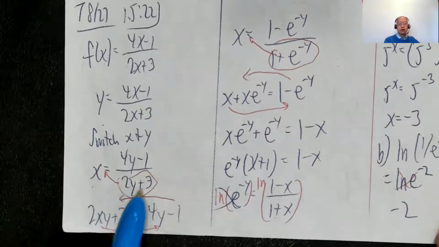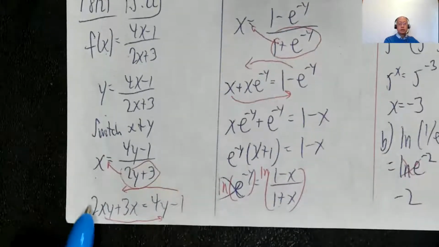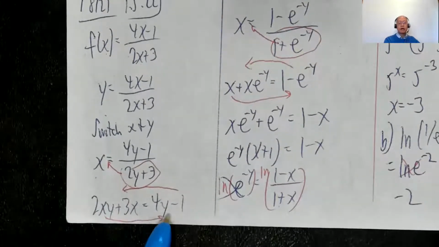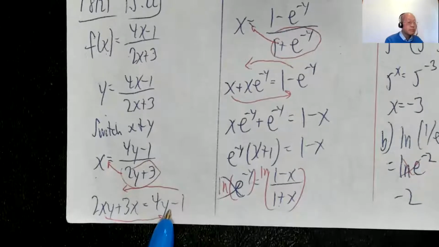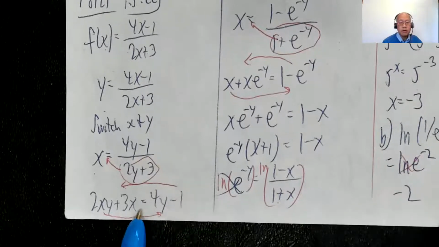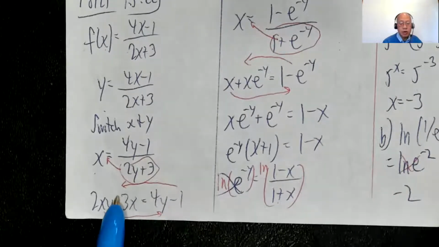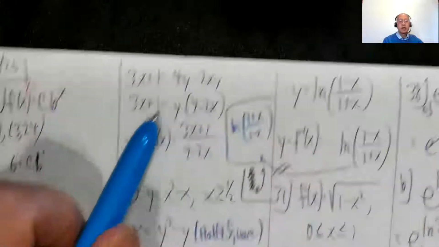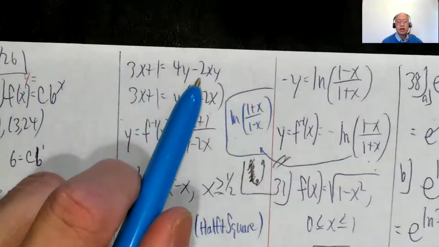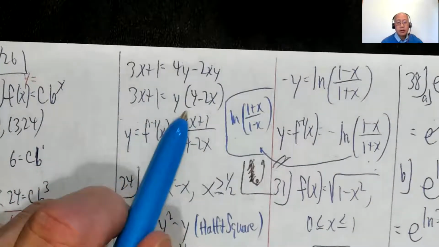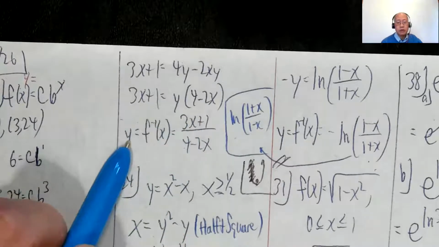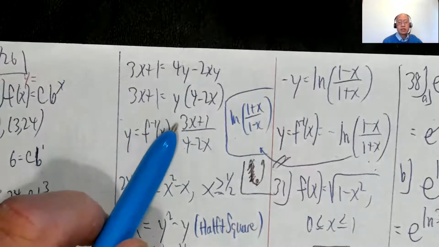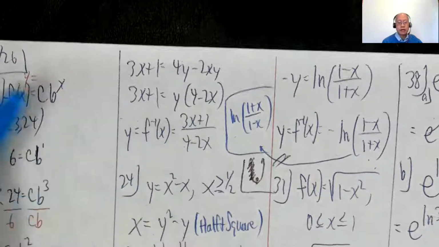Multiply both sides by 2y plus 3. So 2xy plus 3x equals 4y minus 1. Then I will try to solve for y. So I'll add 1 to both sides and move the 2xy over here. So it now says 3x plus 1 equals 4y minus 2xy. Factor out the y, and then divide by the factor. So y equals f inverse of x is 3x plus 1 over 4 minus 2x.